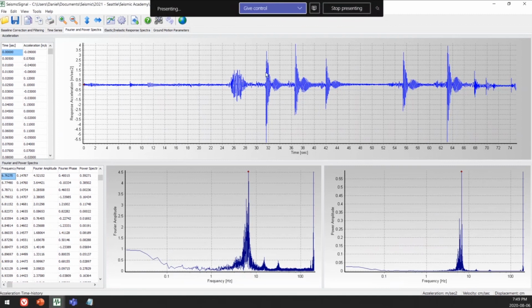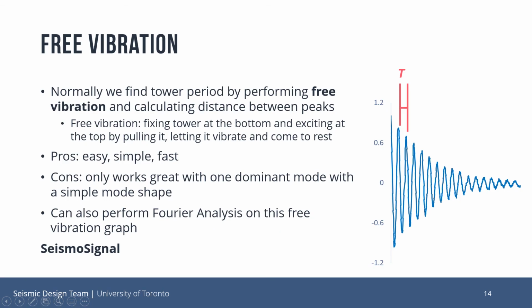So yeah, this makes finding the period of the tower a lot easier when we're using free vibration as opposed to just calculating the difference, because there are also a lot of issues with the accelerometer not being that precise on our phones, so it's hard to do the easier math. So this is one nice property. This is really easy, simple, and fast. We can just do this on our own with just our phone accelerometers. But it works better when there's just one dominant mode shape with a simple mode shape, like a cantilever for a rectangular tower.